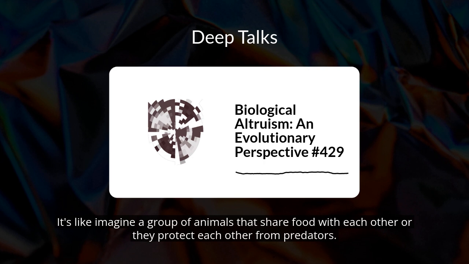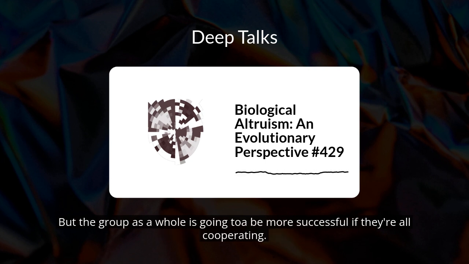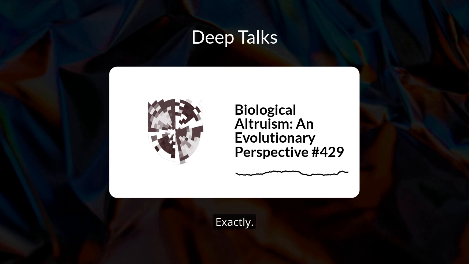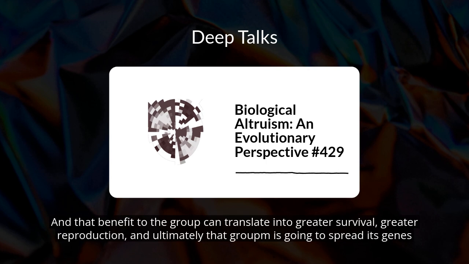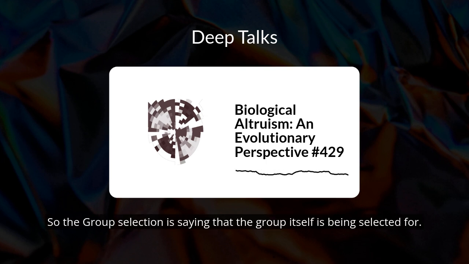Yeah, imagine a group of animals that share food with each other or protect each other from predators. Individuals might be at a disadvantage if there's a selfish individual who just takes and doesn't give back, but the group as a whole is going to be more successful if they're all cooperating. So the group benefits even if individuals sometimes lose out. Exactly. And that benefit to the group can translate into greater survival, greater reproduction, and ultimately that group is going to spread its genes more than the group of selfish individuals. So group selection is saying that the group itself is being selected for. That's the idea.